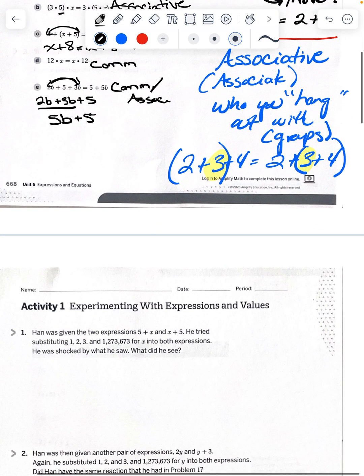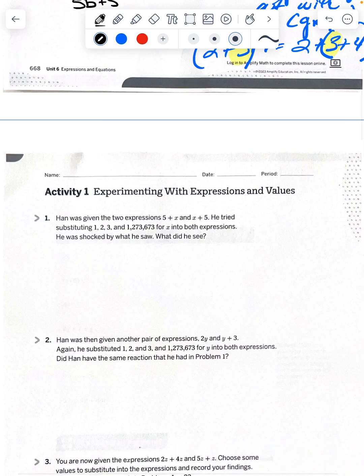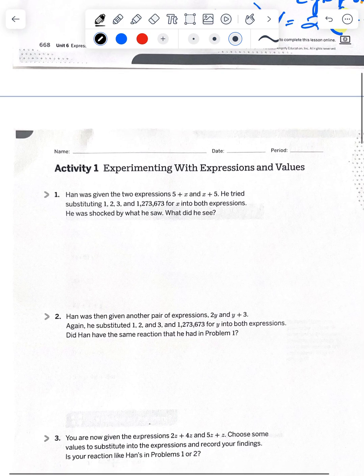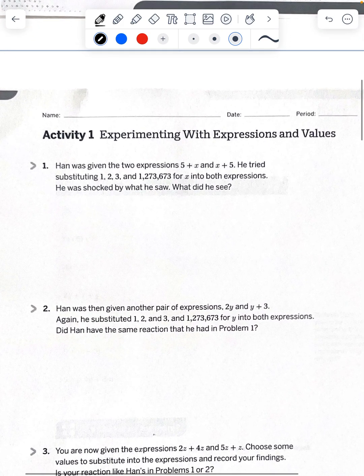All right, let's go ahead and start activity 1. Again, remember everything that I'm writing down, you are writing down, please. Okay, experimenting with expressions and values. Han was given the two expressions 5 plus x and x plus 5. That looks like the commutative property because they moved spots. He tried substituting 1, 2, 3, and 1,273,673 for x into both expressions. He was shocked by what he saw.